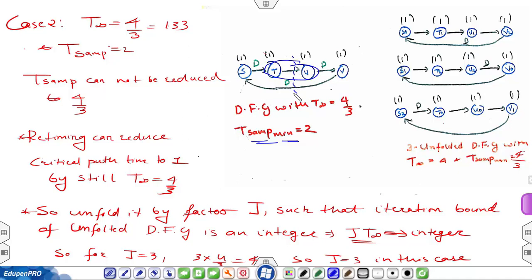So even if you perform retiming or cut set pipelining, meaning you put two delay elements along this cut set, one delay element at this point and a second delay element at this point, the critical path time will be reduced to 1.